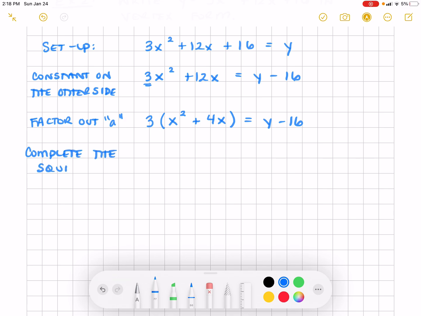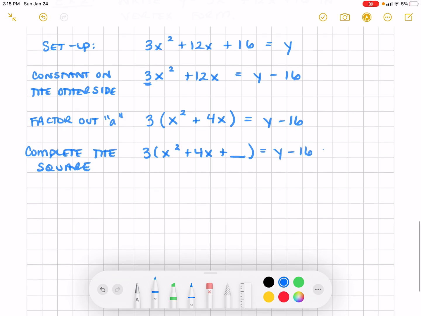And in this step, when we complete the square, we're going to set this up by taking the x squared and the x term and adding that perfect square, right? So we're going to put plus blank. And we can do that as long as over here we add the blank.